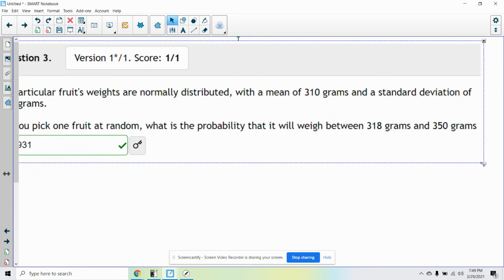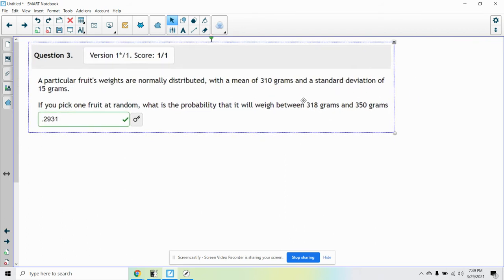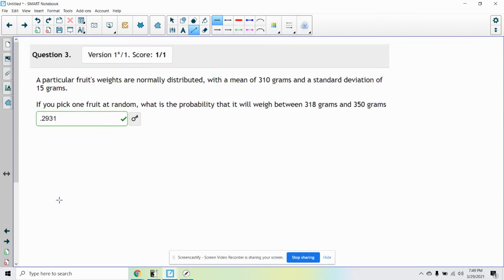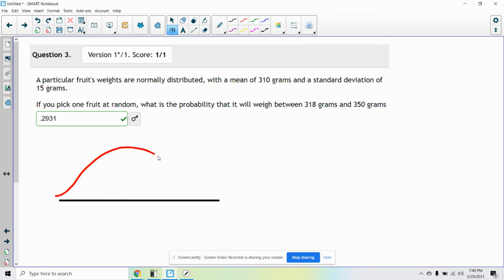So this says a particular fruit's weight is normally distributed, mean of 310, standard deviation of 15. You pick one fruit at random. What's the probability it'll weigh between 318 and 350? Draw your curve. Doesn't matter how good it looks. So this is 310. So I'm looking for the probability it's between 318, somewhere right here, and 350. 350 is somewhere up here. Looking for this area.